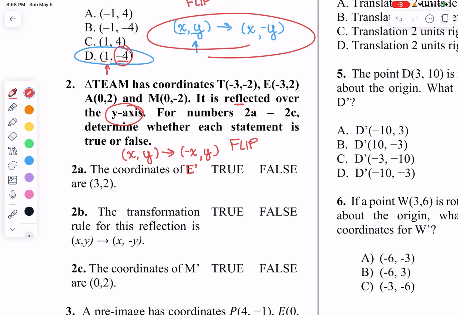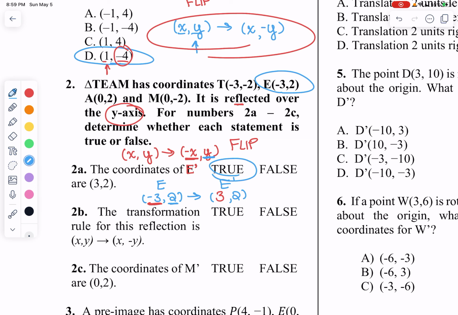So let's look at our old E. Switch colors. Our old E is negative 3, positive 2. To get our E prime, or our new E, well, x, like we said before, is going to be the opposite. So what is the opposite of negative 3? That is positive 3. And then our y stays the same. So our y is 2, stays the same, 2. So the coordinates of E prime are 3, 2.